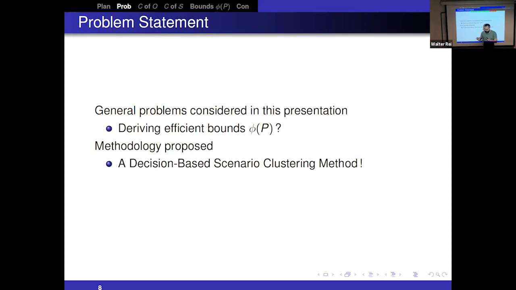Okay, so I will be perfectly frank. When we started, we had not in mind deriving bounds. We had more in mind coming up with a clustering approach where we could assess the impacts of scenarios, but on a decision basis, right?